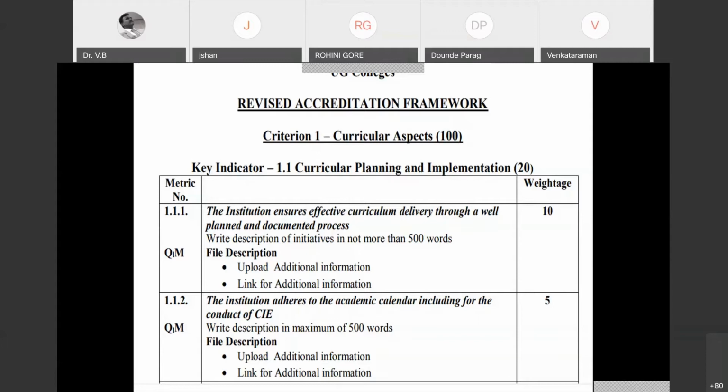It should not land on the home page of the website, because the DVV, Data Validation and Verification Committee, cannot search our website and find out which data is given where. That is not possible for them. That is the reason why they say give the direct link, so that once I click on e-content, then inside my website, wherever the e-content has been uploaded, the link should directly take me over there. That is for metric number 1.1.1.